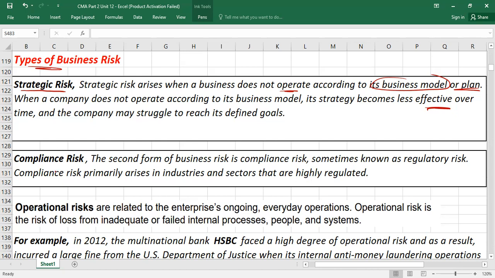Now guys, what is compliance risk? Compliance risk simply is the risk that you may not follow the laws and regulations. This is also business risk. Types of business risk: compliance risk.